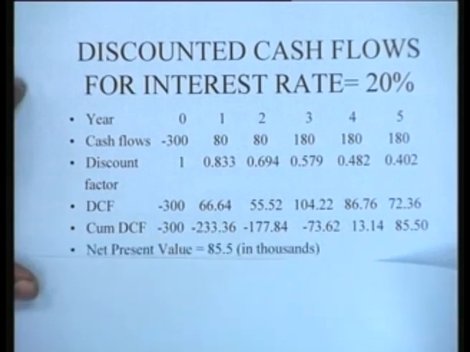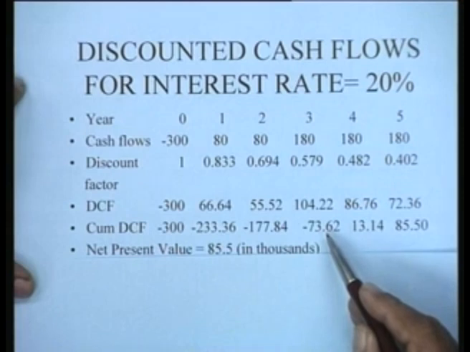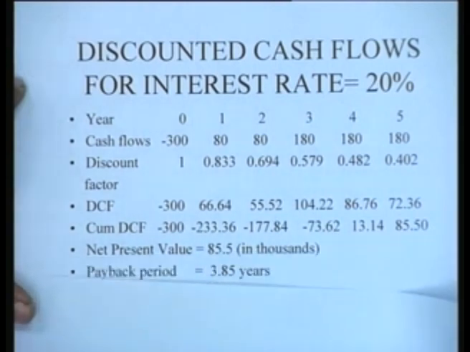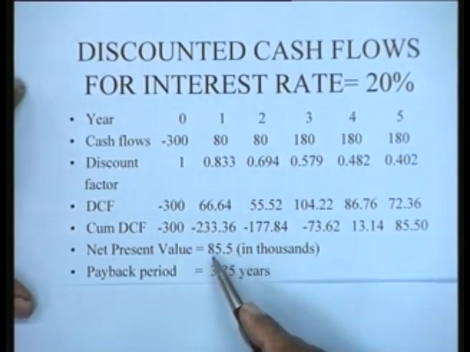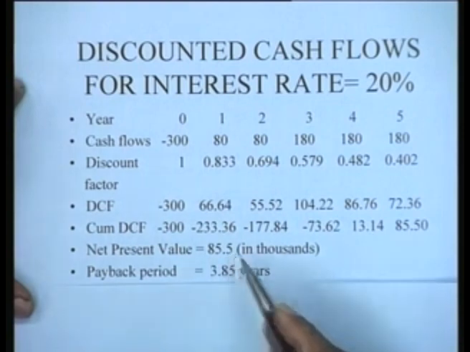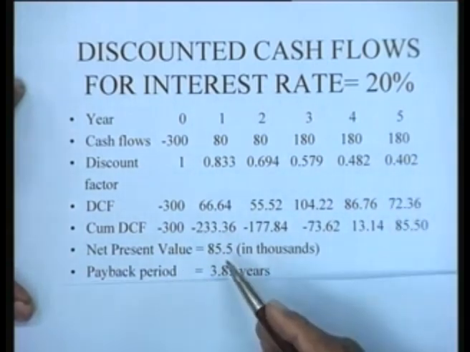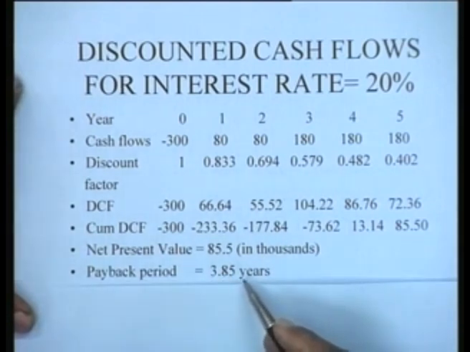flows, and in this case you find again that the value of the cumulative discounted cash flow changes sign between the 3rd and the 4th year, and again if you interpolate you find that the net present value has dropped significantly now to 85.5 thousand. Remember, in the undiscounted case this net present value was 400,000. So it has dropped from 400 to 85.5 in this case with an interest rate of 20%, and the payback period has gone up from an initial value to the current value of 3.85 years.